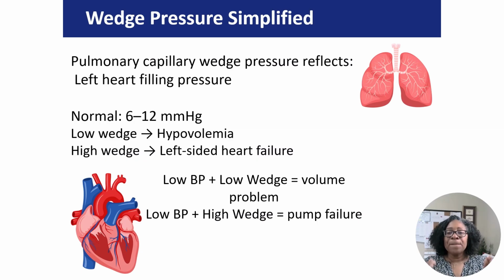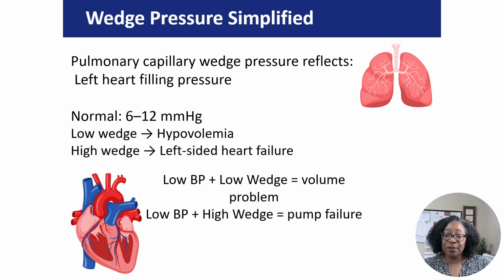All righty. So your wedge pressure is between 6 and 12 millimeters of mercury. Some books may say 4, but here we're using 6 to 12. So a high wedge pressure is going to let you know that there is left-sided heart failure. It means that the heart is just not pumping effectively.